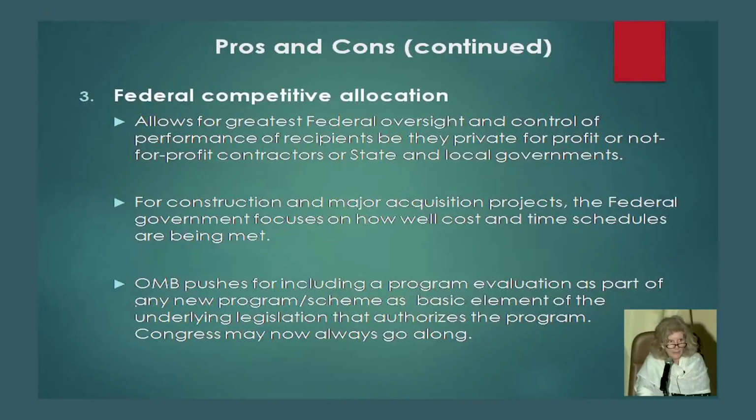And thirdly, federal competitive allocation allows for the greatest federal oversight and control of performance of recipients, whether they're private or not-for-profit contractors. Let me give an example. If it's a construction project or a major acquisition project, the federal government has a lot of oversight and rules, legislation that involves making sure we establish, for example, a cost baseline for a major project and a time baseline. And then we have reviews to see if the reality is deviating from that baseline.